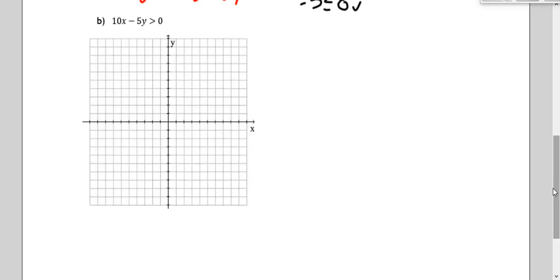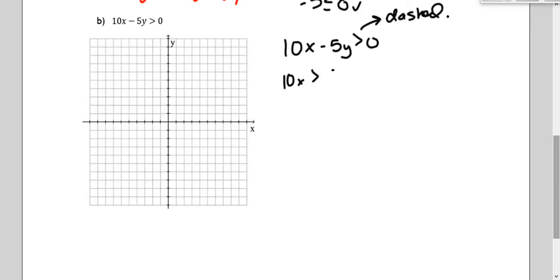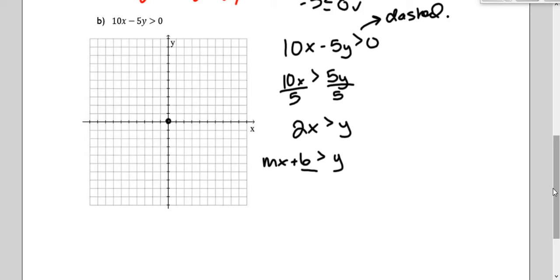We have 10x minus 5y must be greater than 0. So this guy tells us we're looking at a dashed line, or stippled. So then 10x is greater than 5y, so 2x is greater than y. Okay, so then we know again, because there's no b value here in the mx plus b, that the y-intercept is at 0, 0.